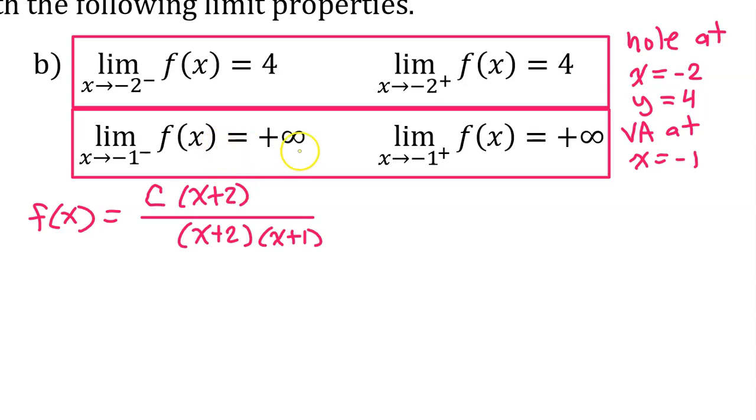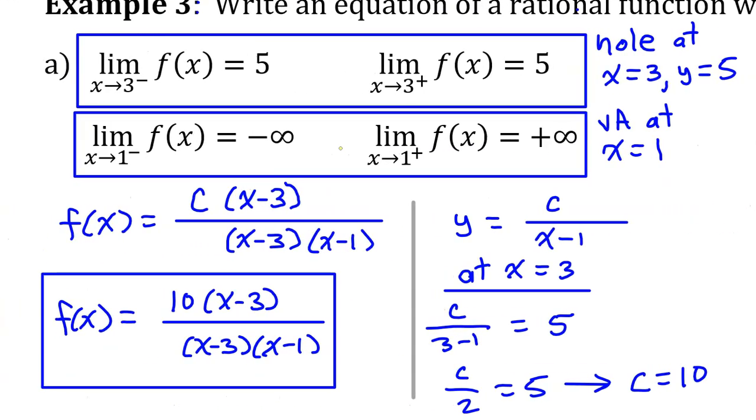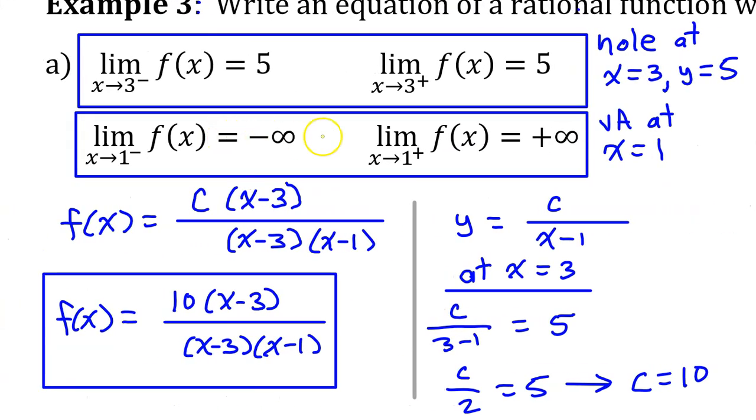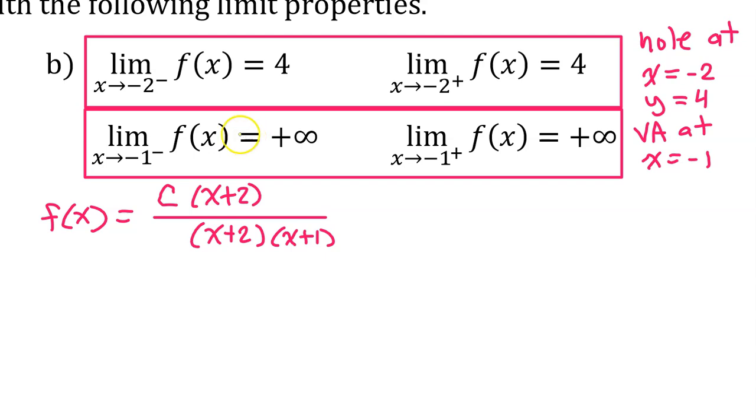There's something different about these infinities compared to the last problem. When you look back at part A, notice that we have negative infinity and positive infinity. They're different. But then here on part B, we get positive infinity from the left and from the right. That's a little bit strange.